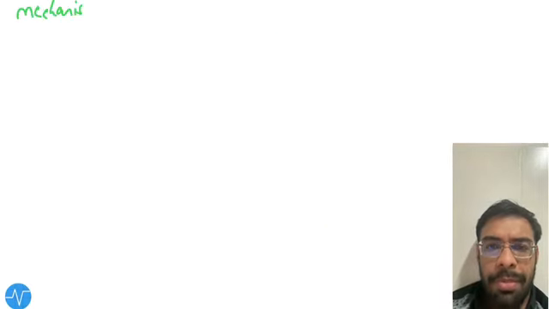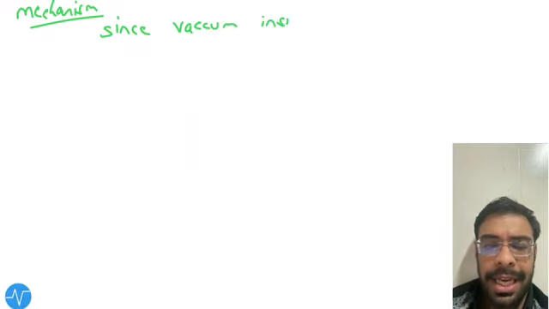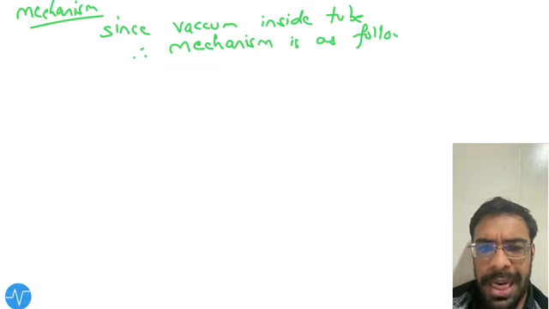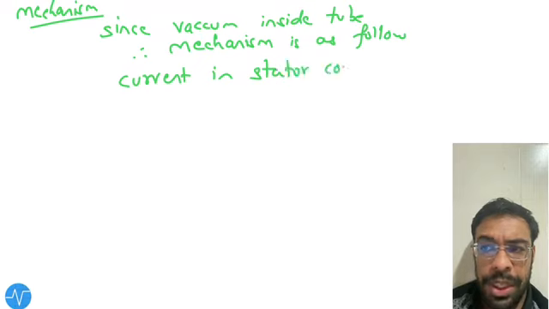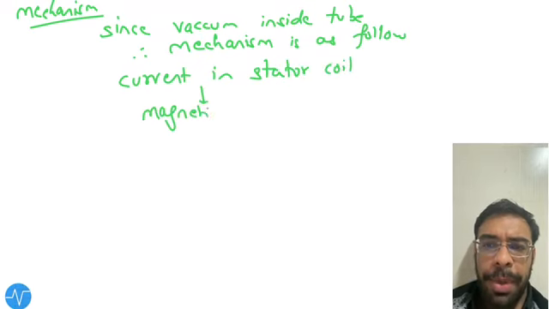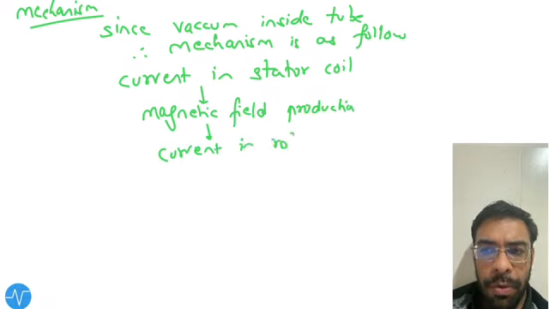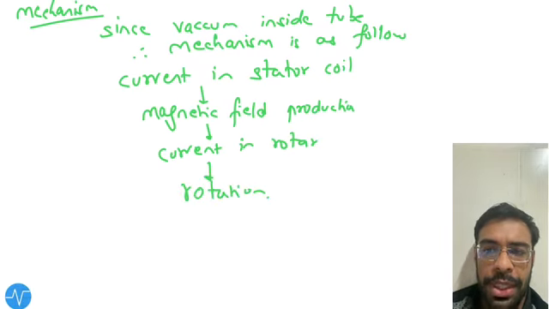The mechanism of rotating anode. Since there is vacuum inside the glass envelope, we have to discuss the mechanism of the rotating anode. The mechanism is as follows. Current will pass through the stator, which is outside. It will produce a magnetic field. This magnetic field will help in production of current inside the rotor, and because of this rotation will happen.